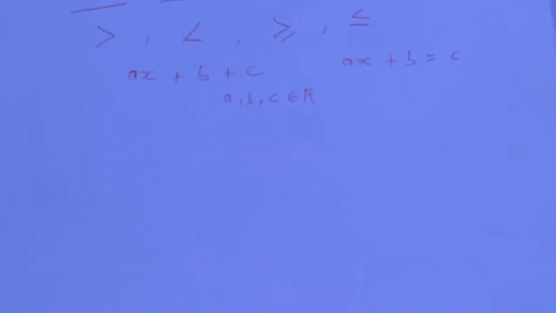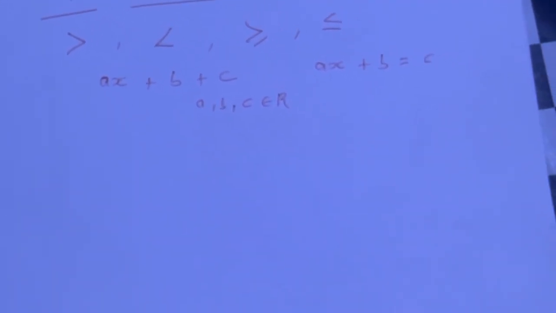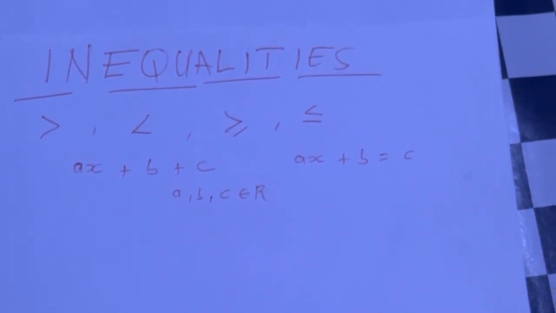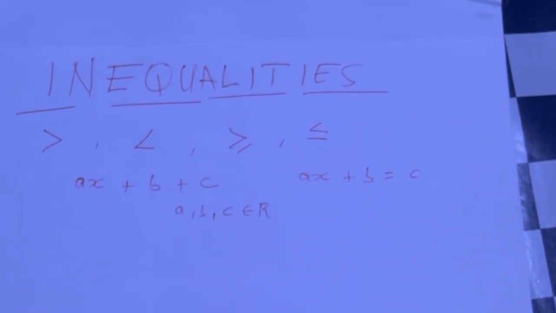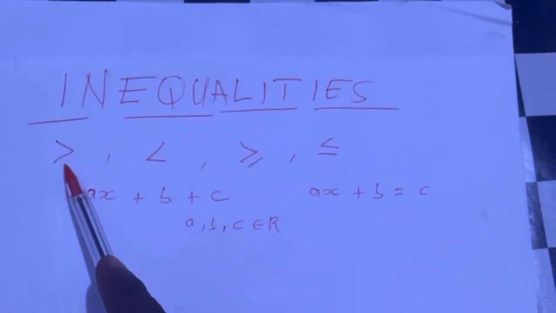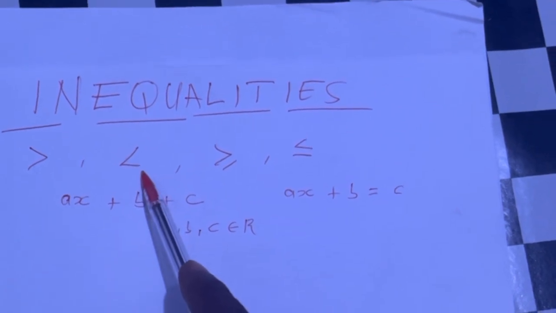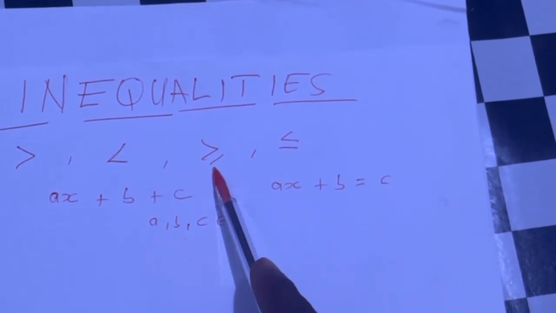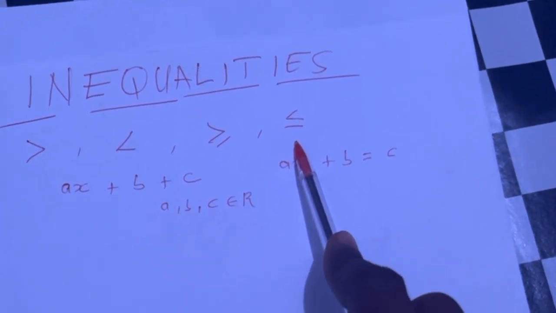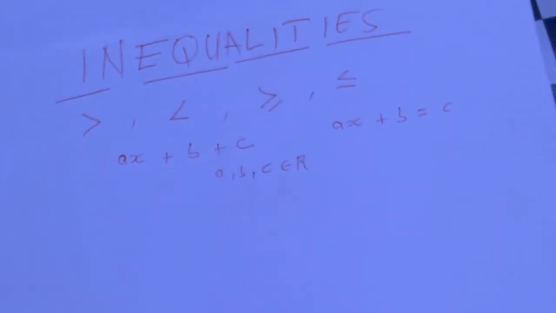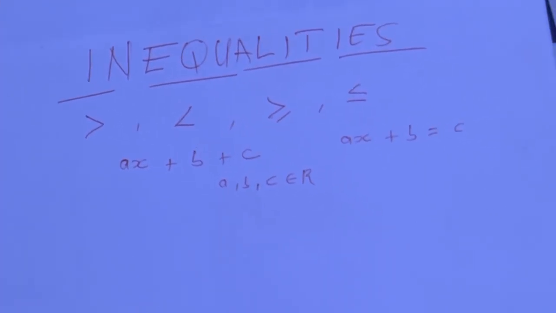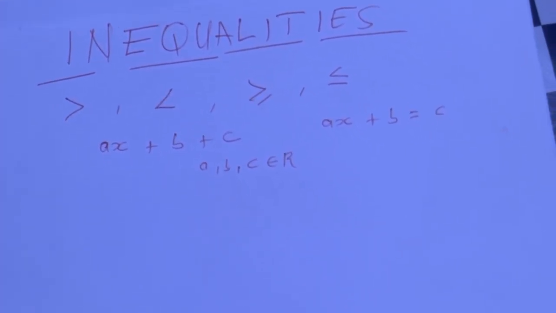When talking about inequalities, it is necessary to consider the signs of inequalities. Now, let us first consider the signs of the inequalities. We have the greater than sign, the less than sign, the greater than or equal to sign, and the less than or equal to sign. To deal with inequalities, we also have to consider algebraic expressions and equations.